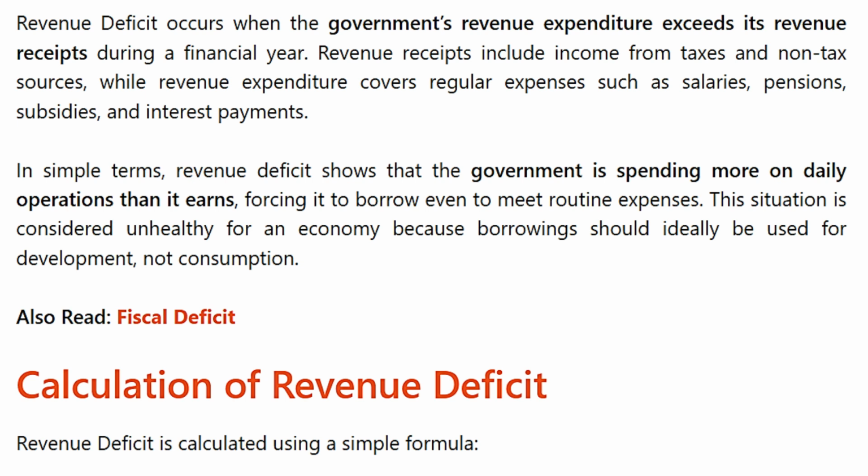Revenue deficit occurs when the government's revenue expenditure exceeds its revenue received during a financial year. Revenue received includes income from taxes and non-tax sources, while revenue expenditure covers regular expenses such as salaries, pensions, subsidies, and interest payments. In simple terms, revenue deficit shows the government is spending more on daily operations than it earns, forcing it to borrow even to meet routine expenses. This situation is considered unhealthy for an economy because borrowing should ideally be used for development, not consumption.